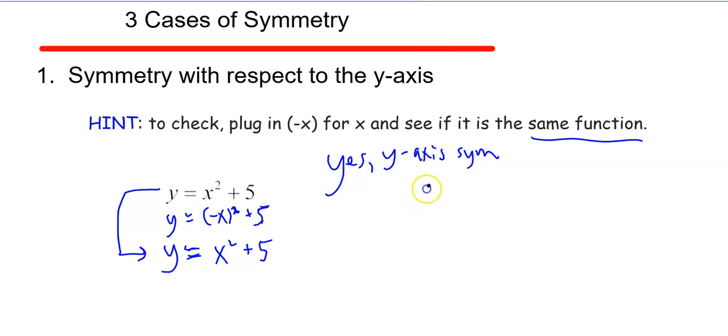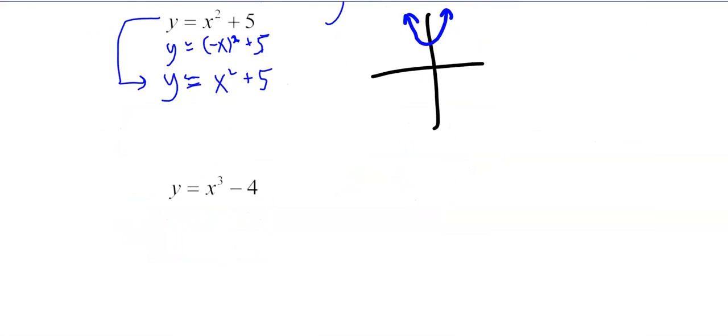You don't have to know this, but if I were to graph this, the graph looks something like this. I moved up 5, and the graph looks like that. You don't have to know the graph, but it is symmetrical about the y-axis. If you graphed it on the calculator, you would see it beautifully, that it is very symmetric.